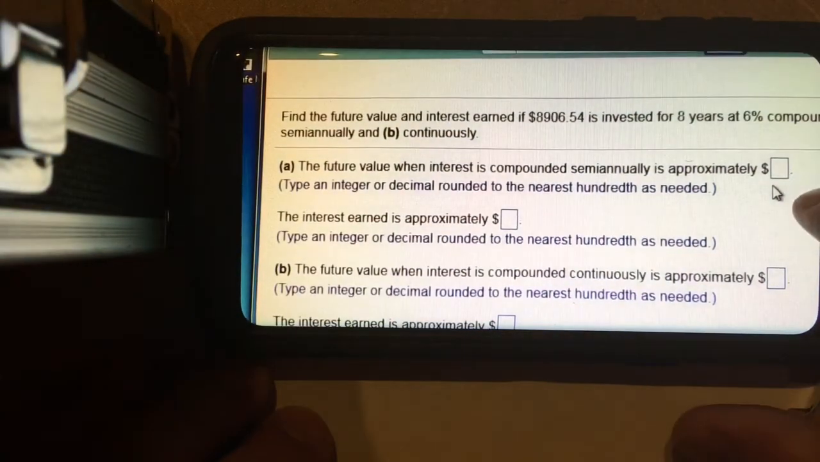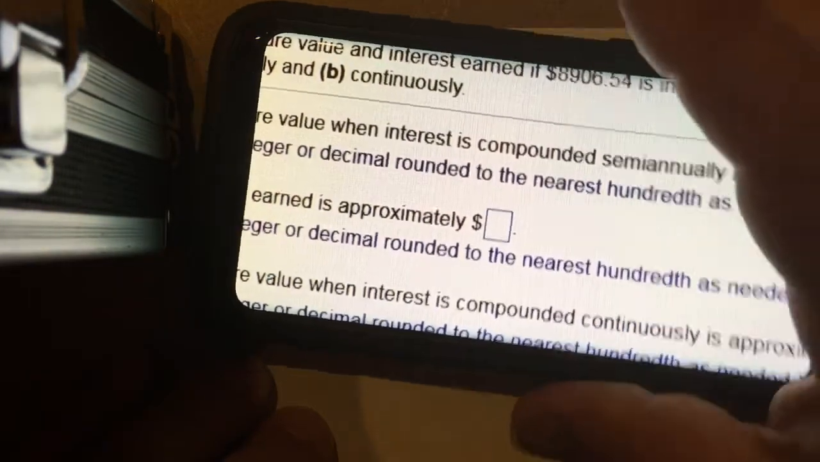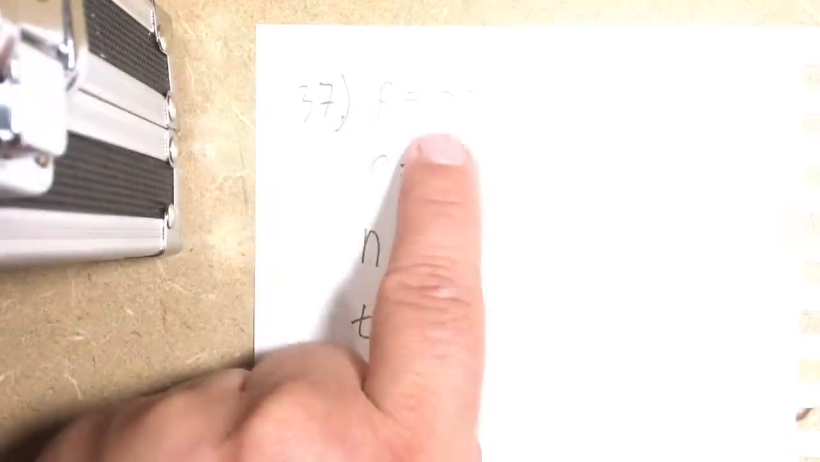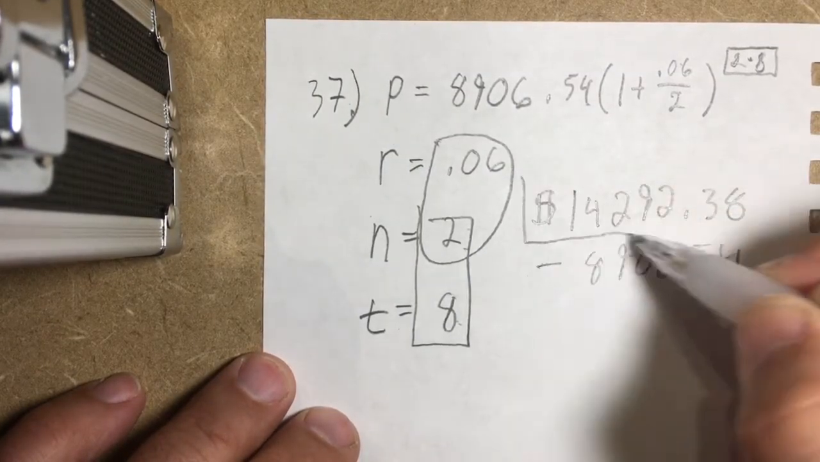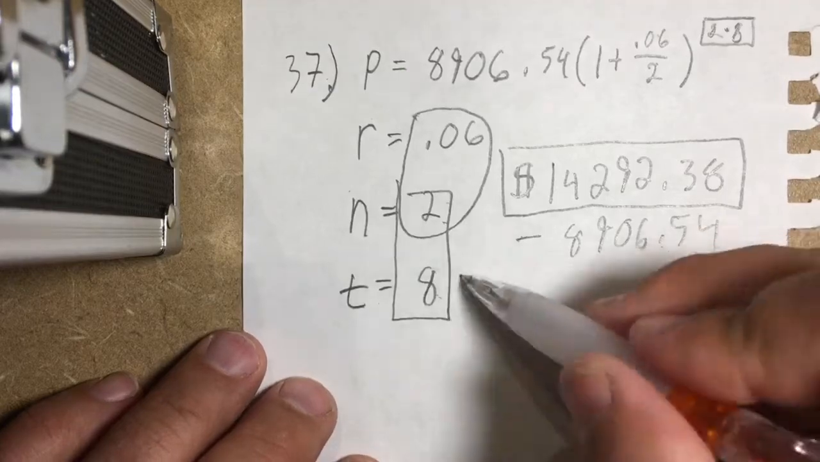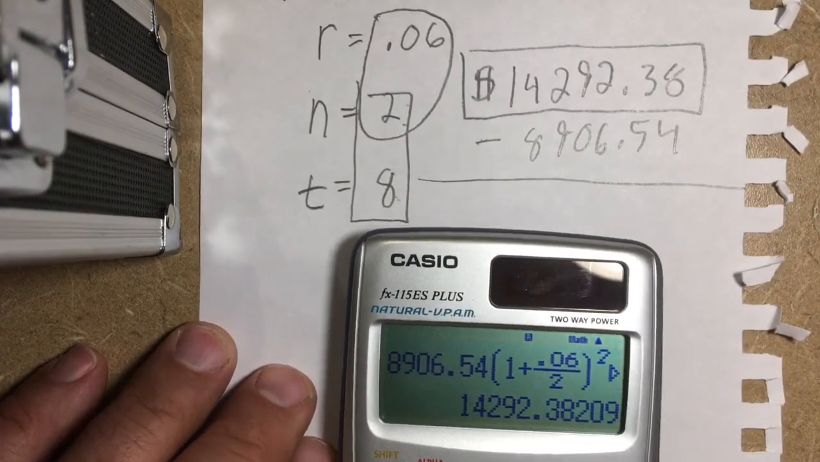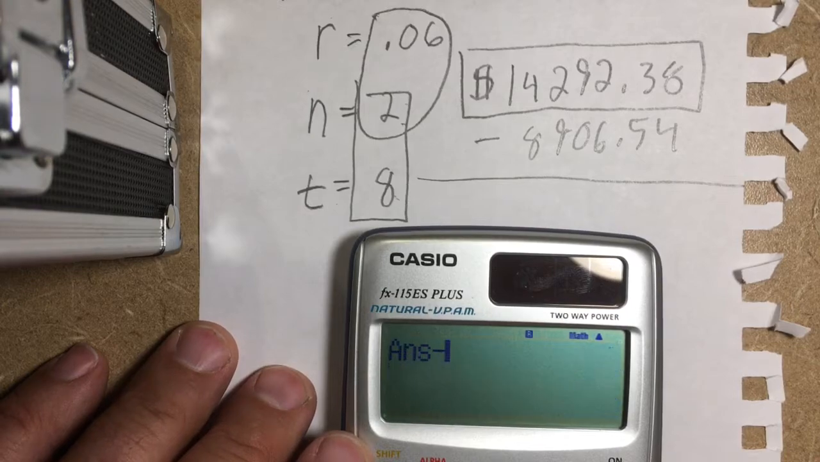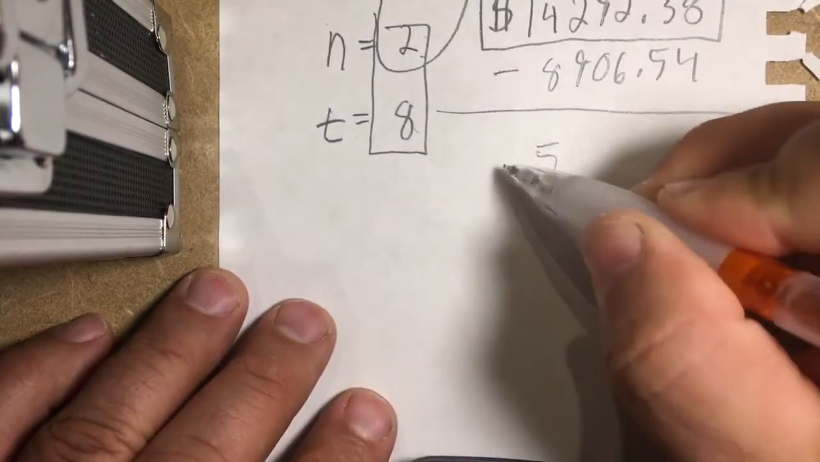And the question asks what that is. And then it wants to know the interest earned is approximately, so what you do is you take this number and subtract the 8906.54. So that's how much the future value is, and the interest earned is the difference of those two. So 14,292.38 minus 8906.54, and it gives us that the interest earned is $5,385.84.